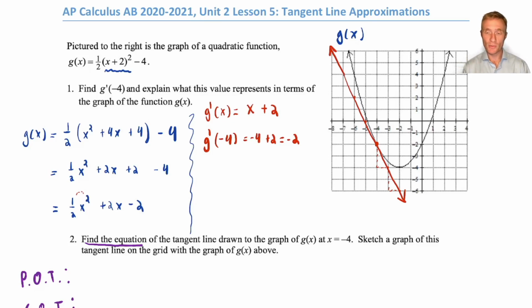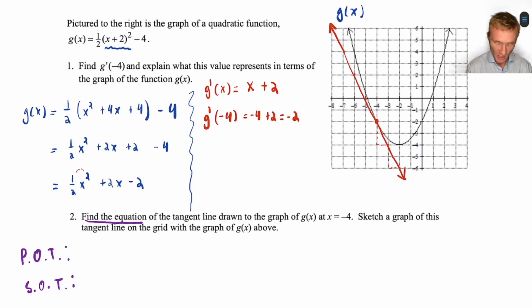You've found the equation. And so we've got POT, SOT, slope of the tangent line at x equals -4. Well, we've already got that. The slope of the tangent line is the derivative. I told you, it's an important sentence. It's -2. The point of tangency, we can also just kind of look at. It's x equals -4, y equals -2.